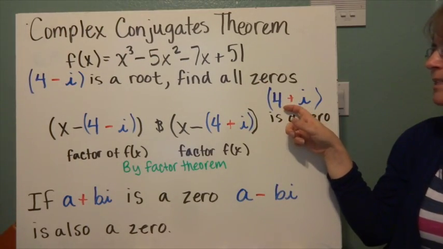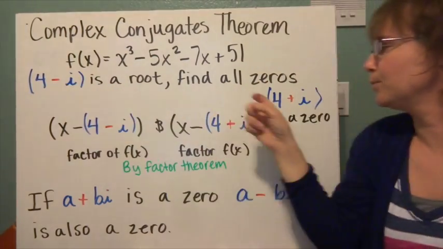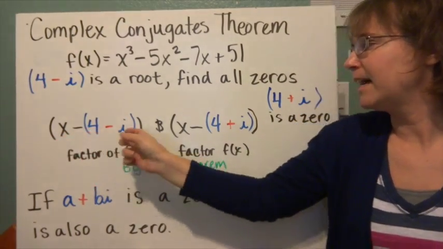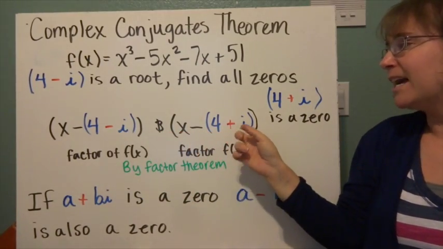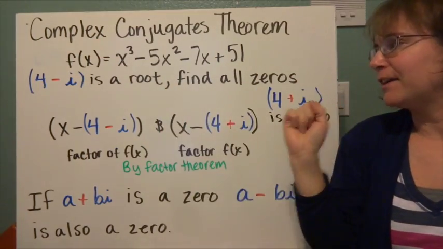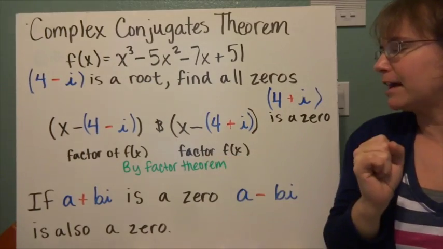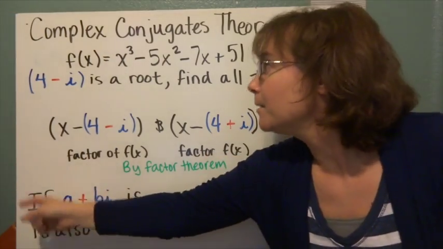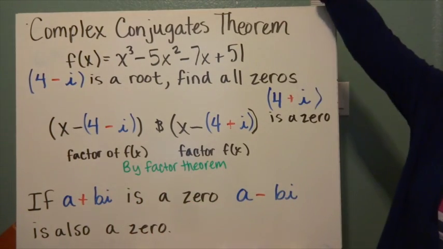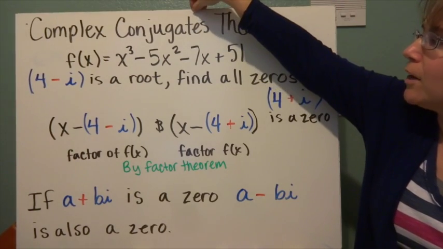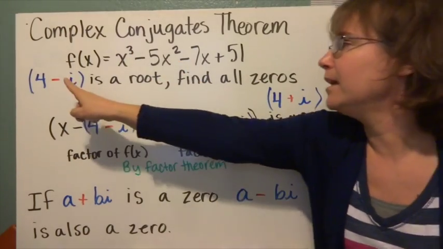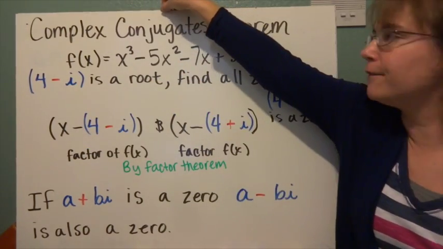So in this case, 4 plus i. If 4 minus i is a root and 4 plus i is a root, we know that the factors x minus 4 minus i and x minus 4 plus i are factors of this right here. And we know that by the factor theorem. This is a factor of f of x and this is a factor of f of x. So the complex conjugate theorem says if a plus bi is a 0, then a minus bi is also a 0. And that comes in handy if you're trying to find all the zeros. So if we're trying to find all the zeros of this, we know there's a total of 3. We already know 2 of them, but how do you find the third?